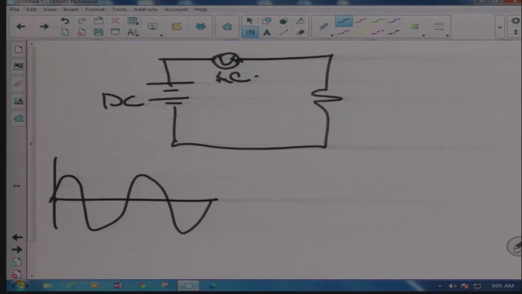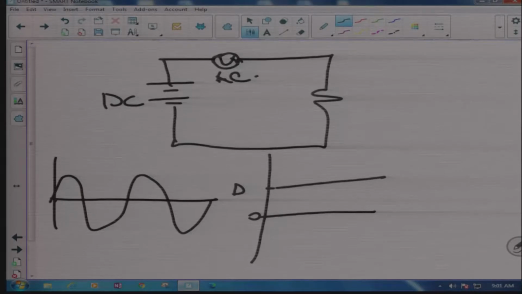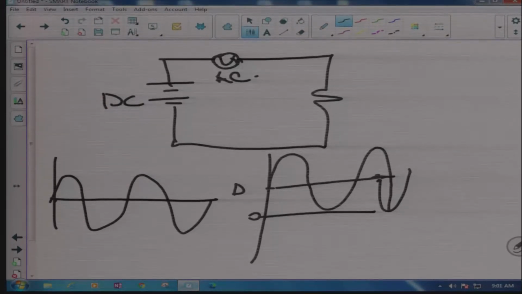2 cycles there. But because you have a DC, assuming this would be positive, this is my zero line, I have this DC here. I'm going to have something of this nature. Now looking at this tells me that I have a DC there, and this is my amplitude there.